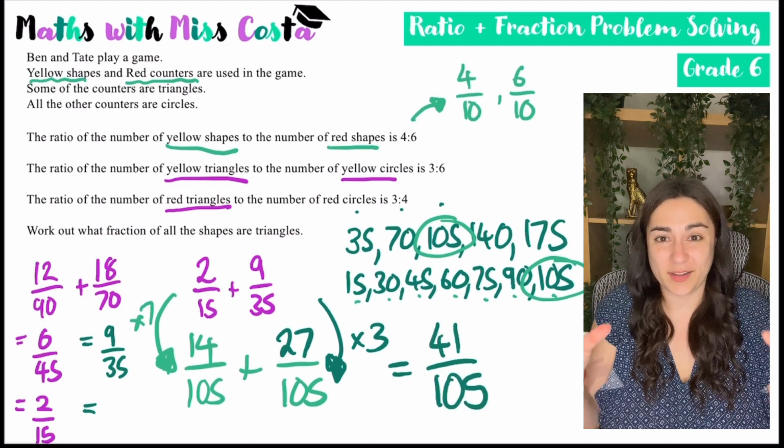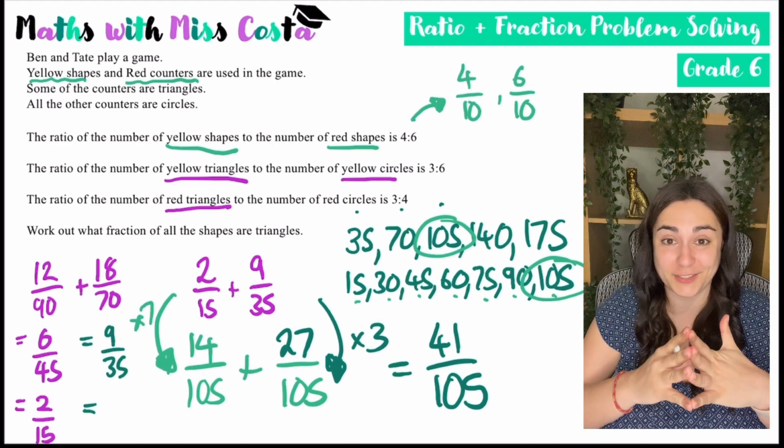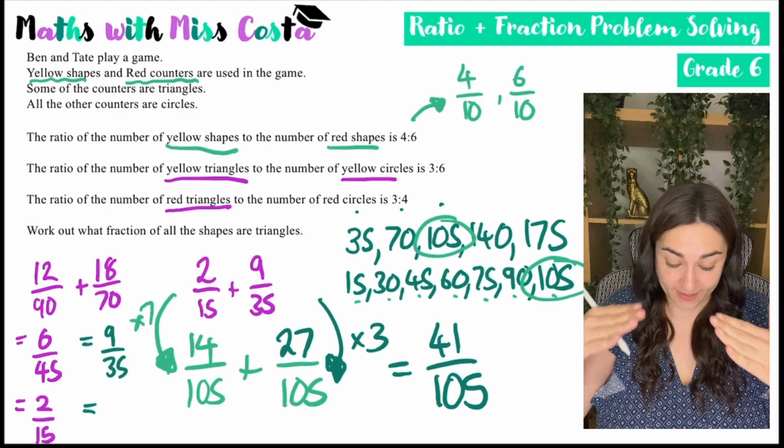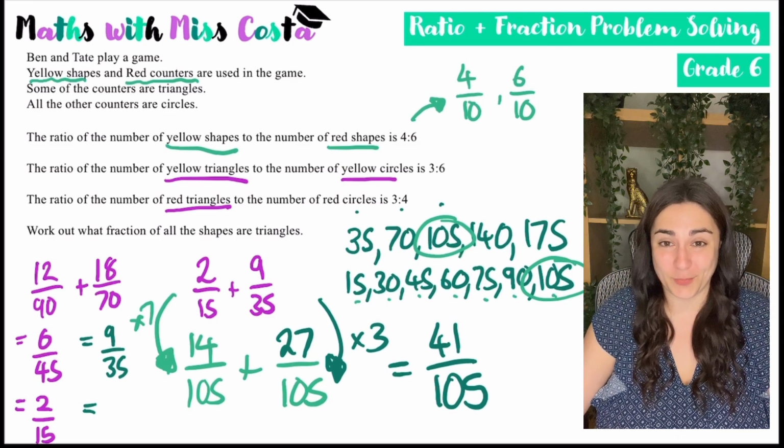So it looks like quite a complicated question, but all you're doing is working out a fraction of a fraction. And if you set it up like that, and remember that of means multiply, it hopefully makes it a little bit easier.